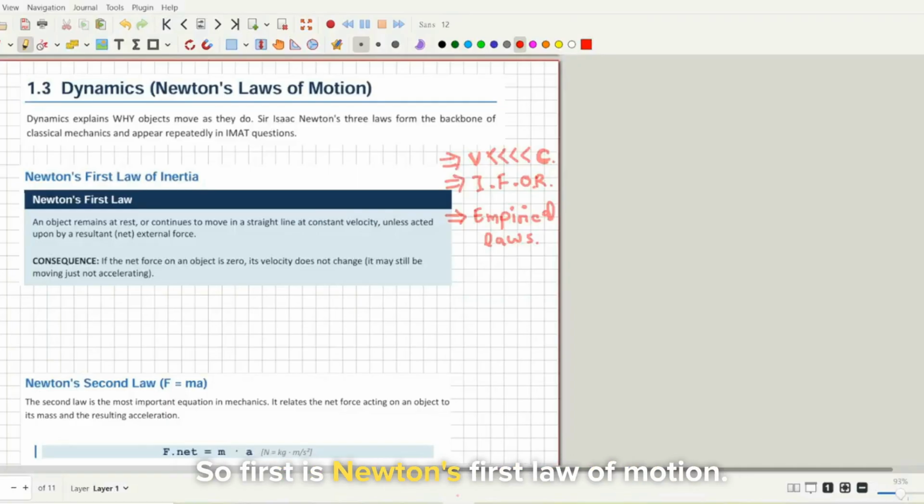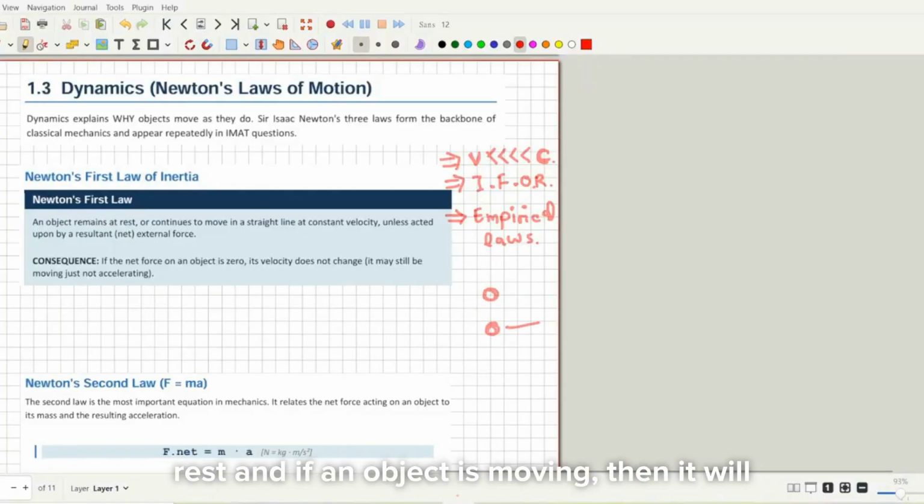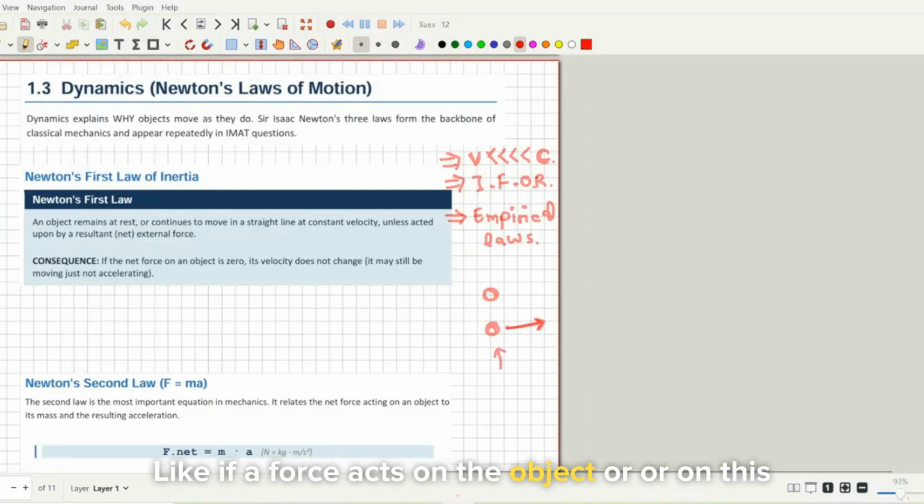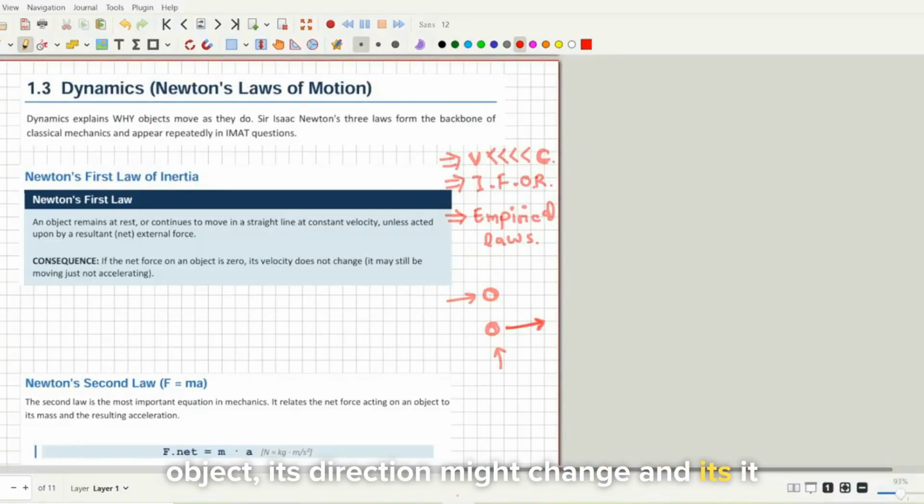So first is Newton's first law of motion. What does Newton's first law tell you? It is telling you that if something is at rest, then it will remain at rest, and if an object is moving, then it will keep moving forward unless a force acts on it. If a force acts on the object, its direction might change. So if it is at rest, it will remain at rest, and if it is moving, it will keep moving unless a force acts on it.